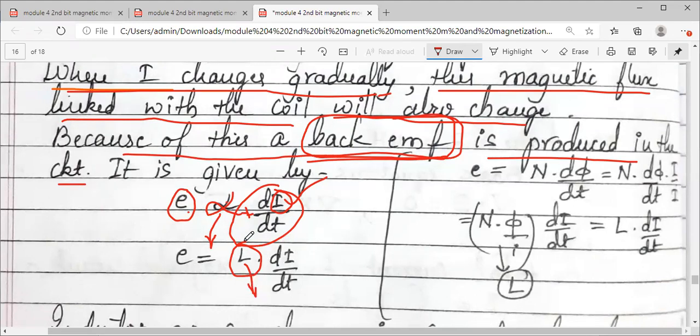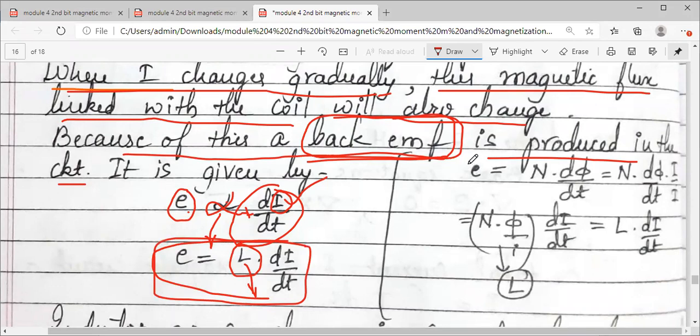So this you remember: जब भी current flow होता है, field create होगा. Because of the magnetic field, flux will be there. And flux किस पे depend करेगा? Number of turns पे depend करेगा. However, जब आप current change करोगे in the coil, when you start changing the current slowly, flux will also change. Because of this, a back EMF is produced in the circuit, and that is directly proportional to di by dt. E equals L di by dt. I think ये formula आपने already पढ़ा हुआ है.